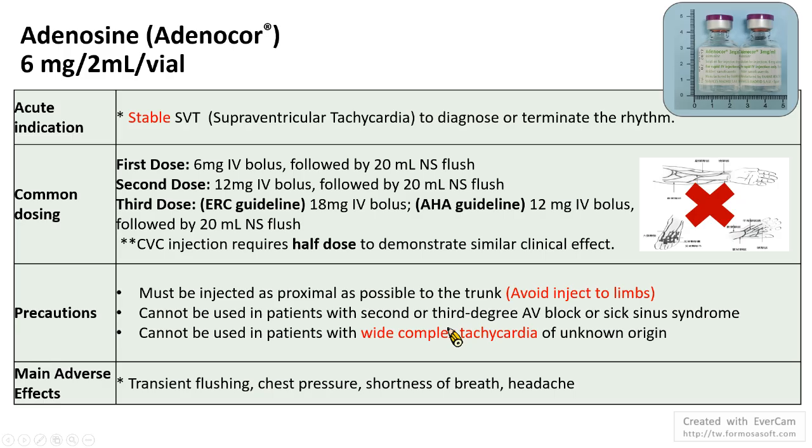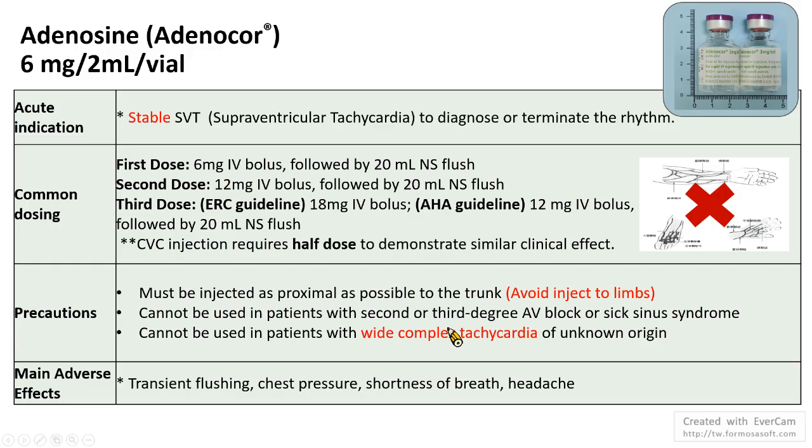And then we have the other agent, adenosine. Adenosine is commonly packaged with a potency of 6 milligrams per vial. It is mainly indicated in stable supraventricular tachycardia. So we often use it to diagnose or terminate the rhythm. By that I mean if the patient presents with a tachycardia but is refractory to adenosine, then it may not be a stable, narrow complex tachycardia.